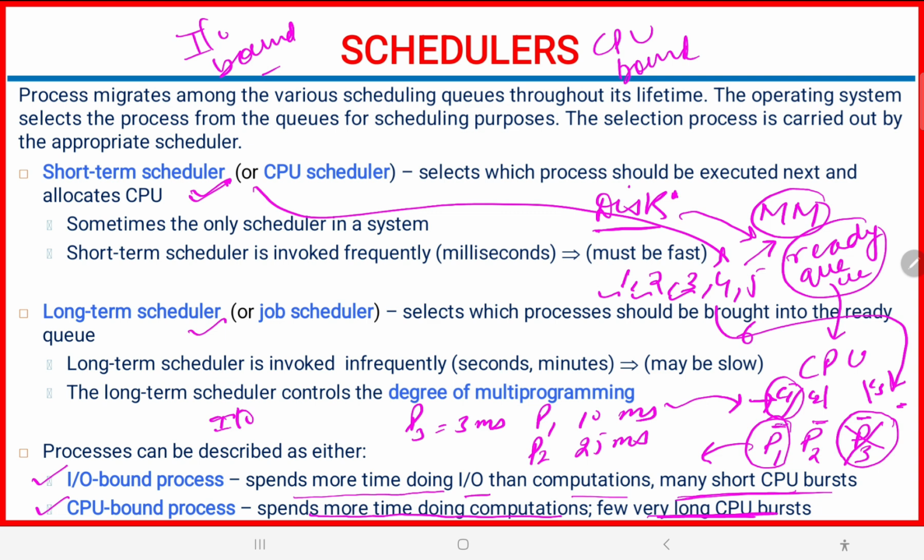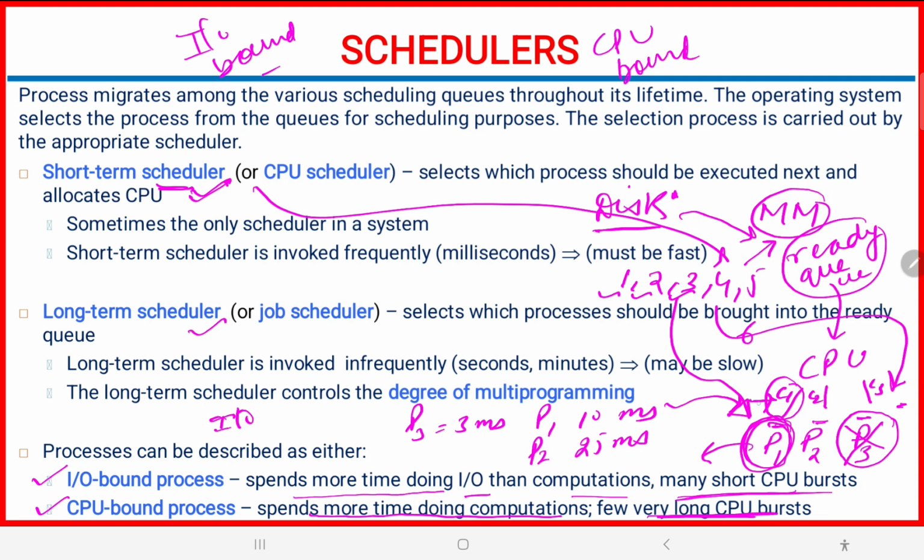Once it is shifted, this CPU core is now free because process P1 is shifted. So the short-term scheduler will select the next process available in the ready queue for its turn of execution and will assign this CPU core to that new process. That is why I'm saying a process may execute for some milliseconds, and again the short-term scheduler fetches a process and passes it to the CPU for execution.